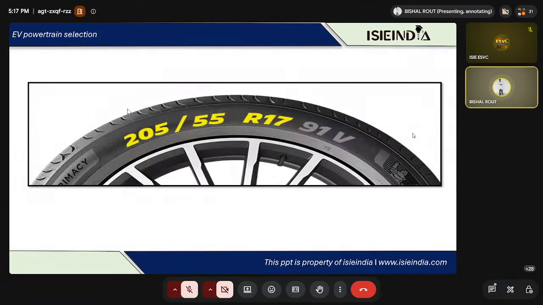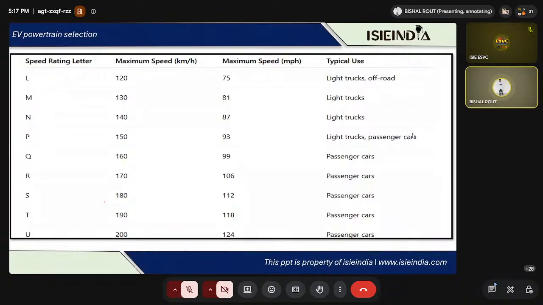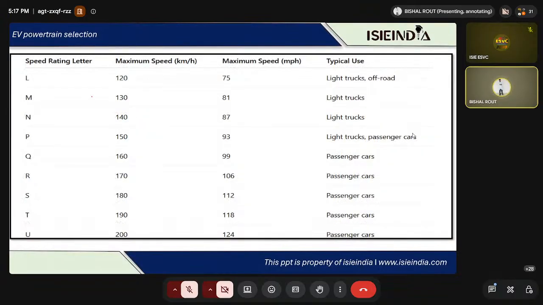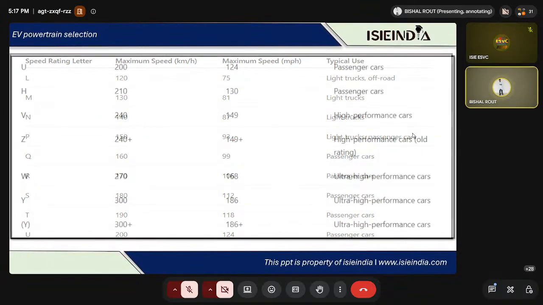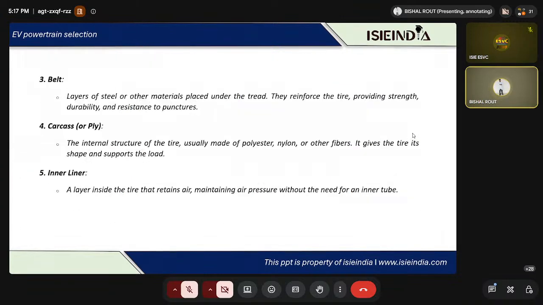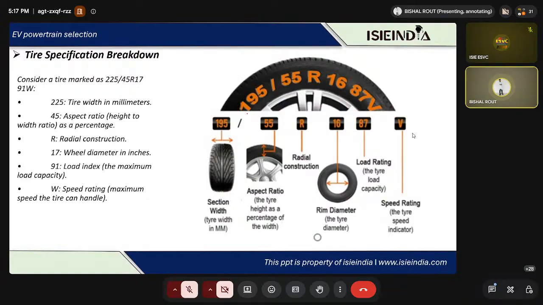Right here it was written what the last letter represents. What does V represent? You can see V represents that the vehicle can achieve a speed of 240 kilometers per hour, and the minimum speed it can achieve is 149, basically, right? So likewise, we have letters A, B, C, D that represent the load index basically.